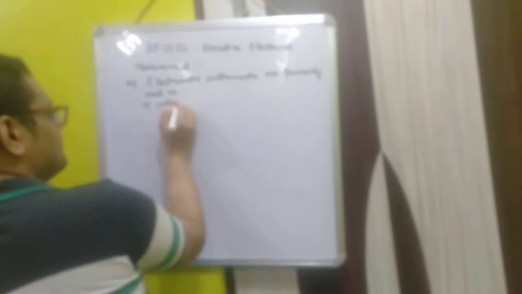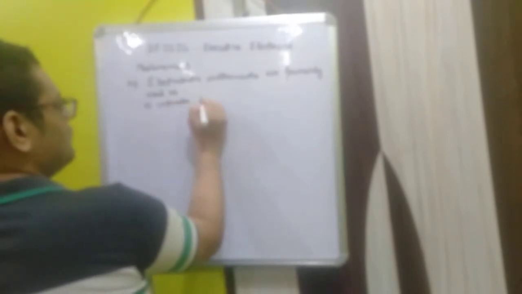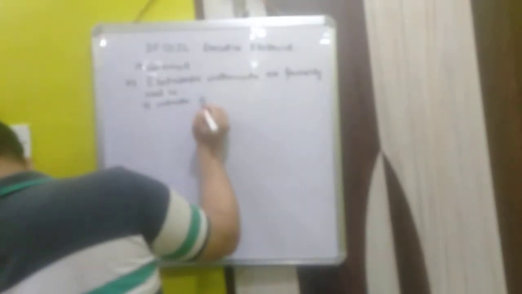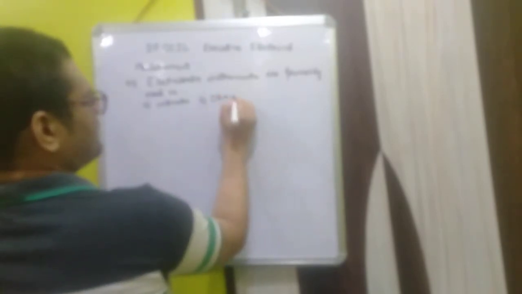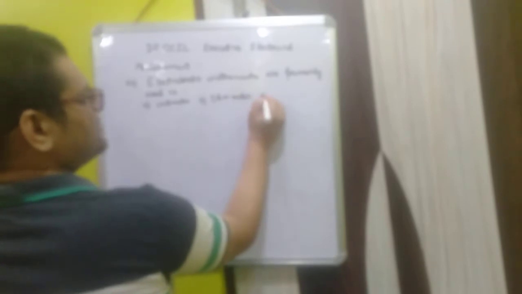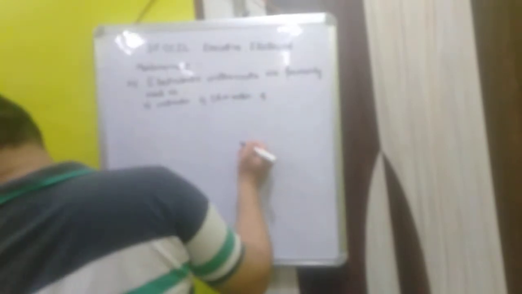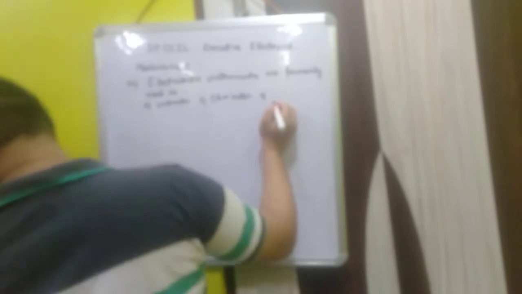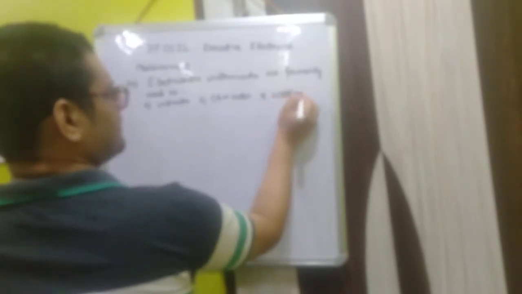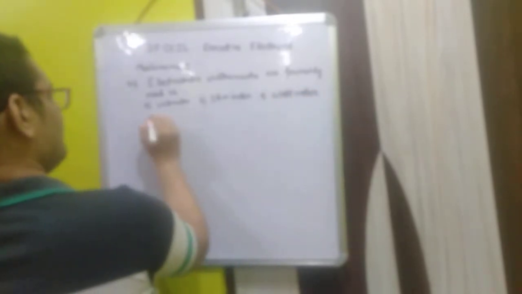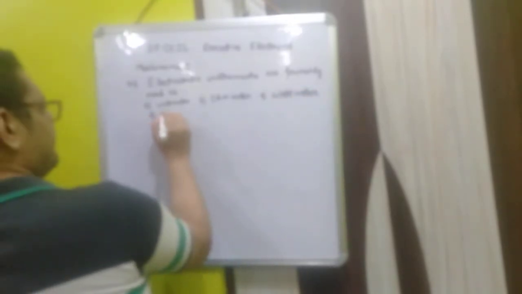Option 1 is voltmeter. Option 2 is ohm meter. Option 3 is given as watt meter, and option 4 is given as ammeter.